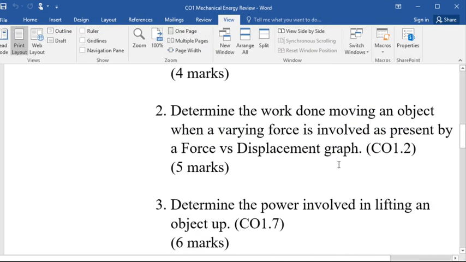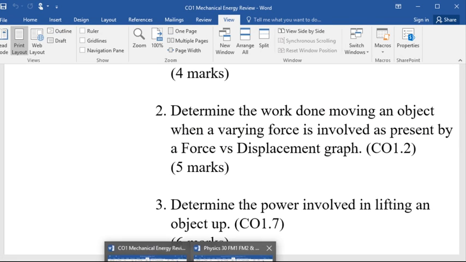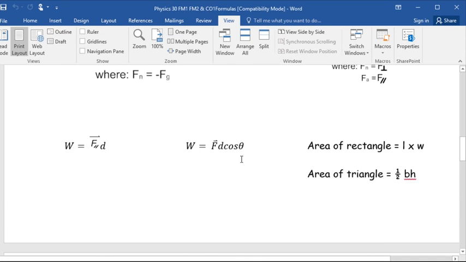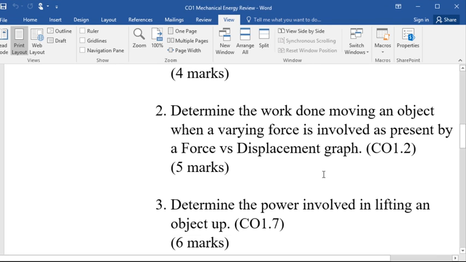Varying force, that's where we had the force versus displacement graph. So using the idea of work is equal to force times displacement, if it's a force versus displacement graph, of course the area under the line will give us the work involved. So if it's a rectangle or triangle, etc. So you can look back in your notes and find examples dealing with that.